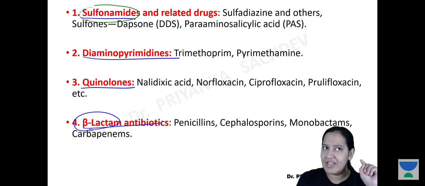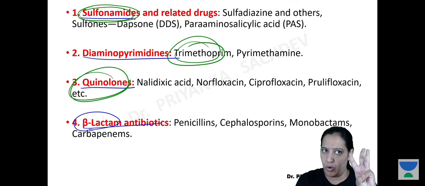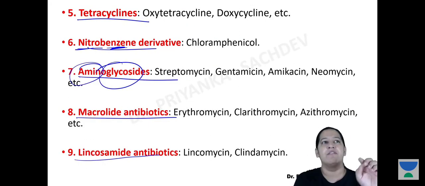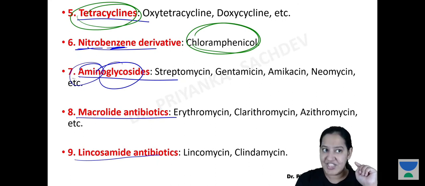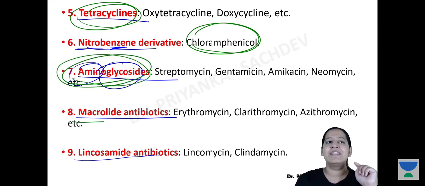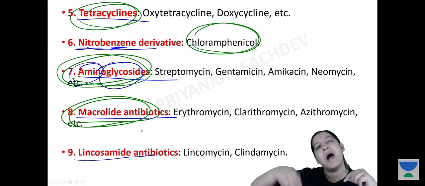So I will start with sulfonamide, my first chapter. The second chapter will be trimethoprim. The third chapter will be quinolones. The fourth chapter will be tetracycline. The fifth chapter will be chloramphenicol. The sixth chapter will be aminoglycoside. And the seventh chapter is macrolide. So I will teach you these 7 chapters today in a comparative manner.